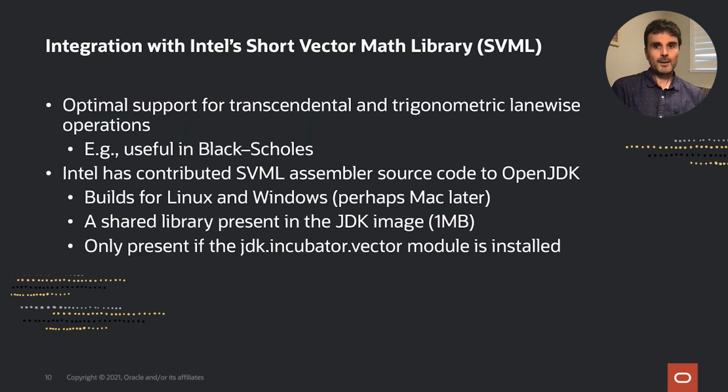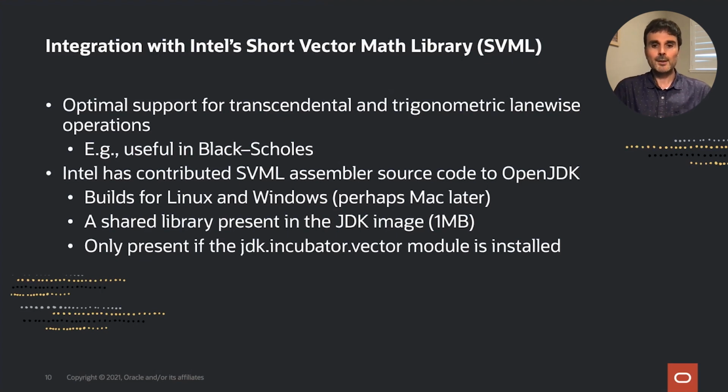A larger improvement we added, which is really an implementation change, was integration with Intel's short vector math library. Intel provides this as a standard library for C and C++, and it provides optimal support for vectorized instructions for trigonometric functions or transcendental functions, exponential, square root, and so forth. This is really good for use in algorithms like Black-Scholes, used in finance. Intel have contributed the assembler source code to OpenJDK, so OpenJDK doesn't have any upstream dependencies on this. It comes bundled in, currently for Linux and Windows, and maybe we'll do Mac later.